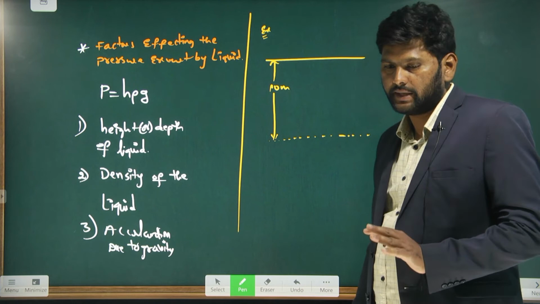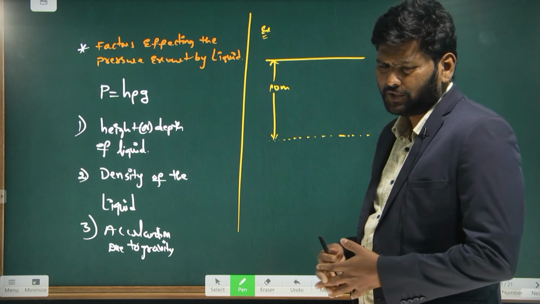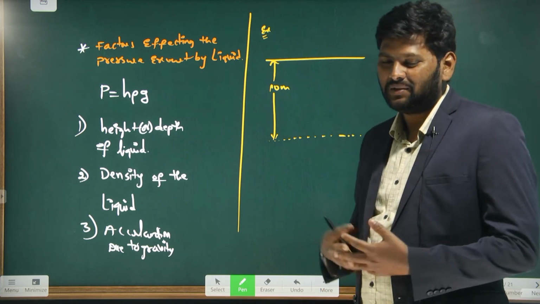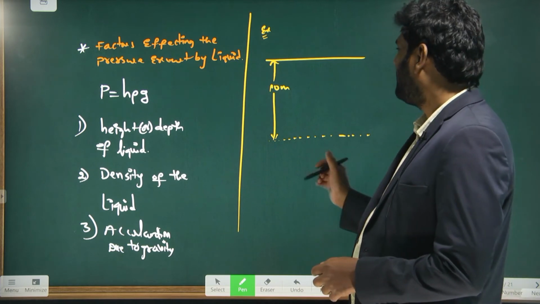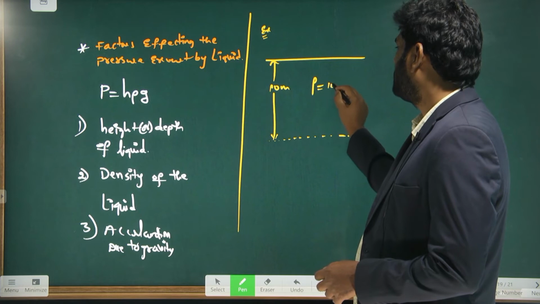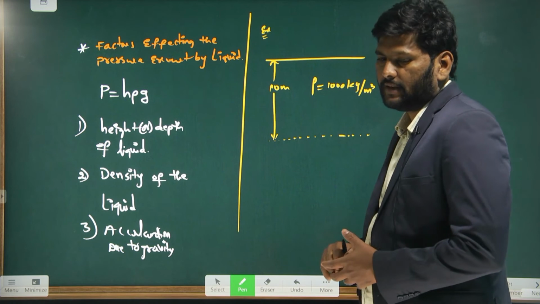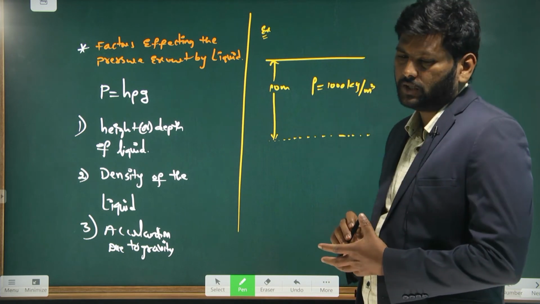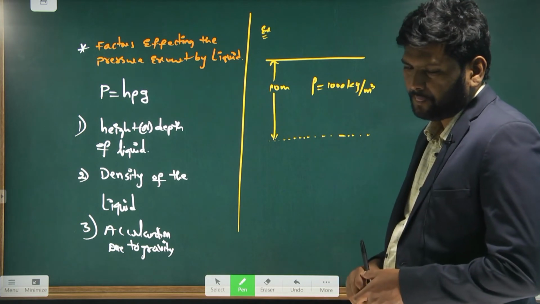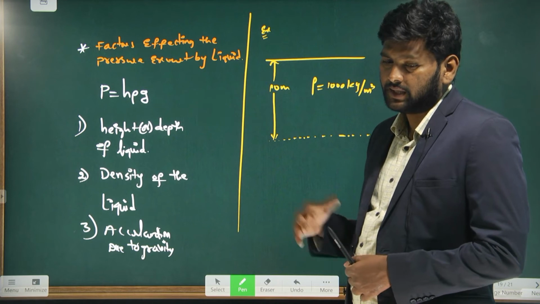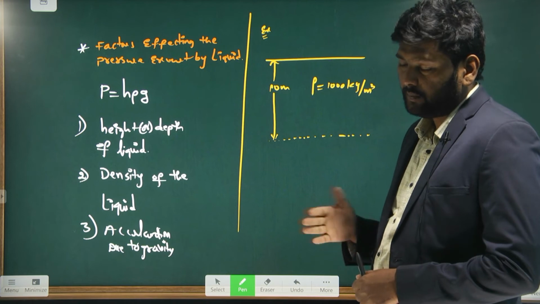When the depth of the pond is 10 meters, and as usual in the pond you will have water. Am I right? Yes or no? Yeah, water. The density of the water is 1000 kg per meter cube. The density of the water is 1000 kg per meter cube. Now, how much is the pressure exerted by this liquid on the bottom surface of the pond?